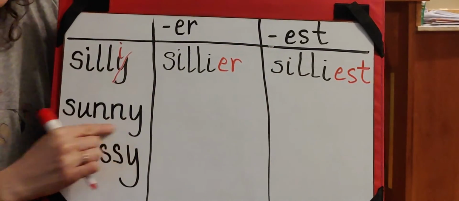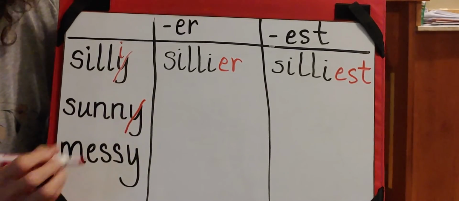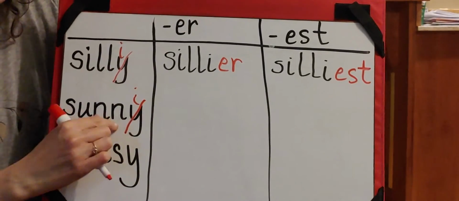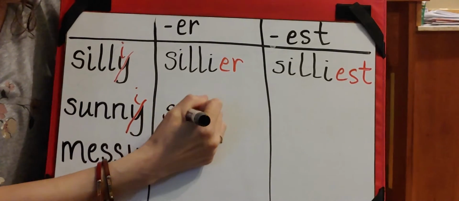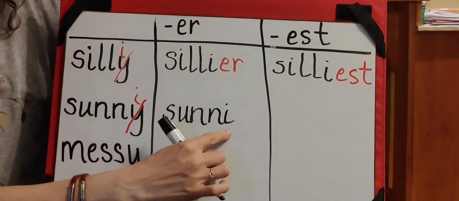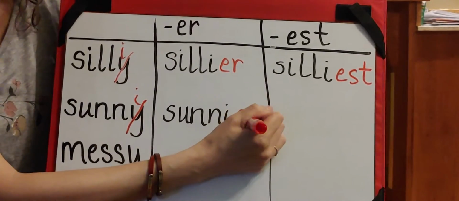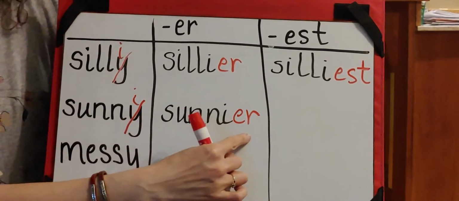But before we can change the word sunny, we have to take the Y off. And what are we going to add? We're going to change it to an I. Very good. So now we have sunny with an I. So let's write that part. Sunny with an I instead of a Y, and then we're going to add ER. Now we have sunnier, sunnier.